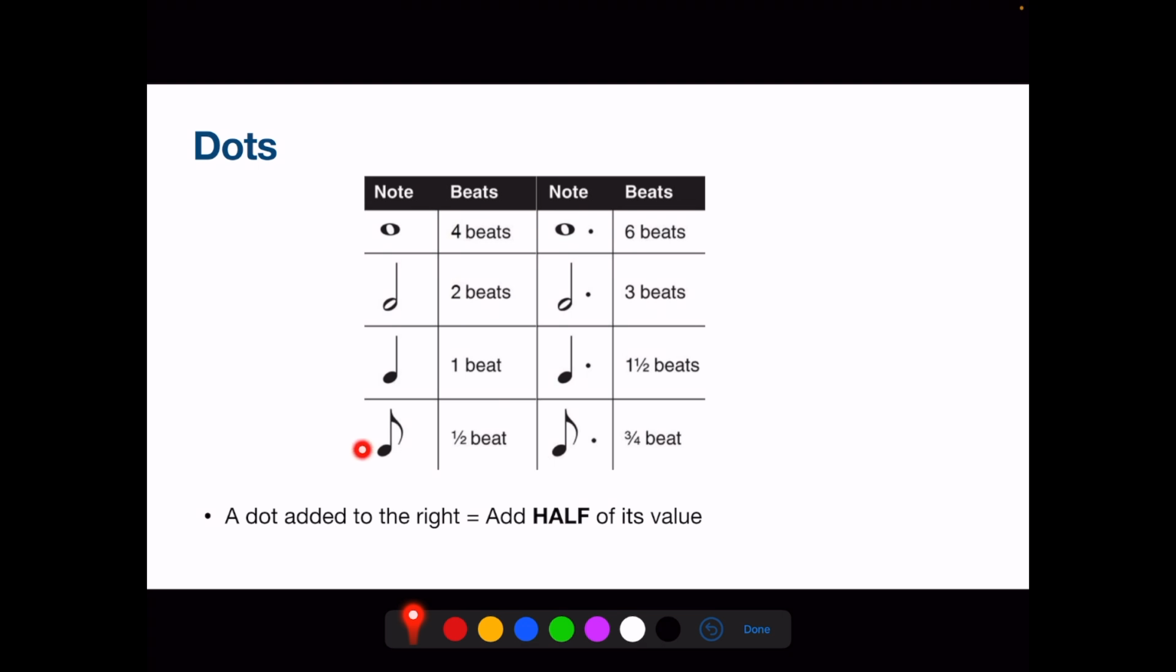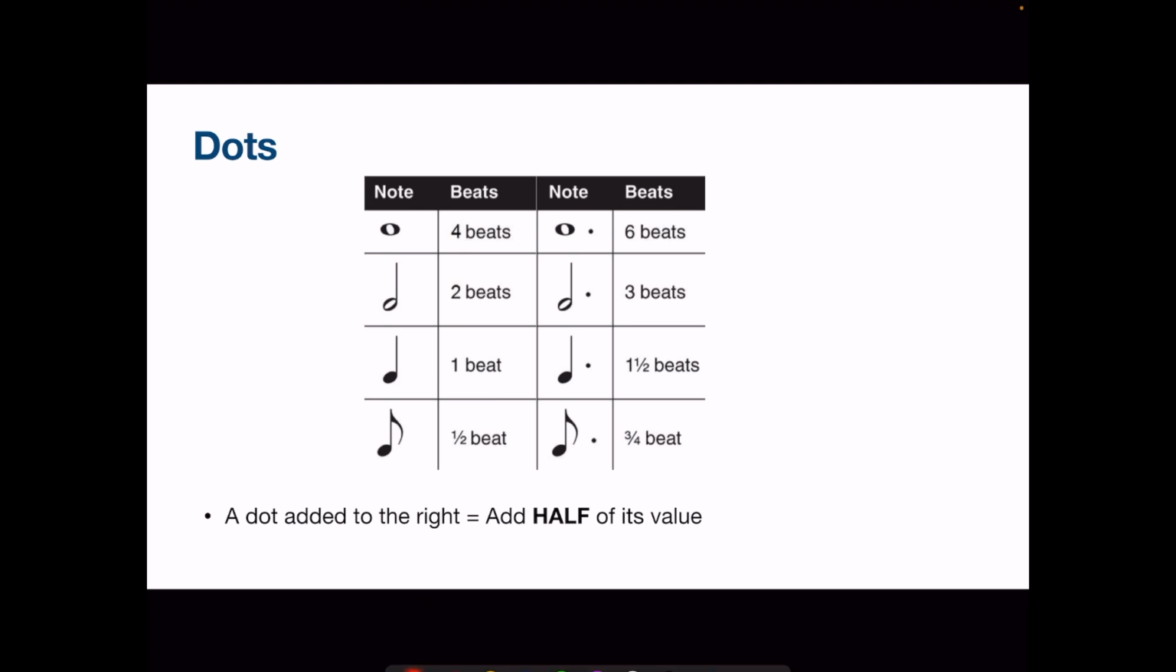And then when we have an eighth note, it's the same thing. We just add half of its value. So an eighth note has half a beat, and half of half a beat, that's 1/4. Okay, so this basically is a 3/4 beat. All right, so that's what a dot means.